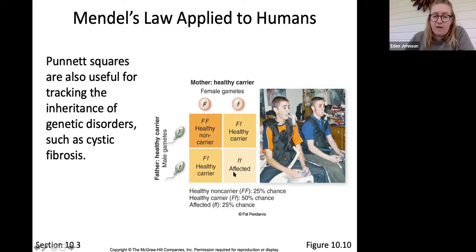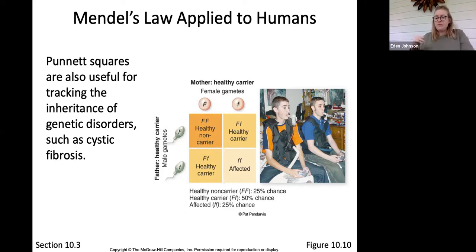And if you are affected, you've got two recessive alleles, and the only thing that you are able to give to your offspring is that little f. So you will be passing that down no matter what. For people who have cystic fibrosis or any number of genetic disorders, if you have a recessive genetic disorder, you will pass that on to your children.